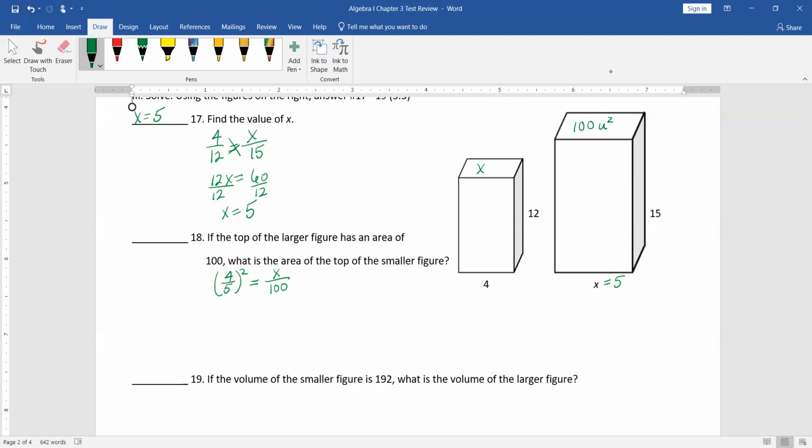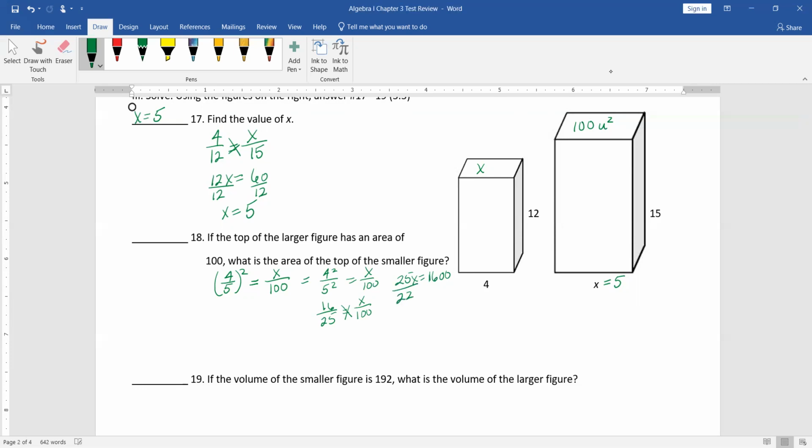So then you just square it. For anybody that needs it, you can rewrite this as 4 squared over 5 squared equals x over 100. All right, so 4 times 4 is 16. 5 times 5 is 25. So 16 over 25 equals x over 100. Then you can just cross multiply. So 25x equals 16 times 100, which is 1600.